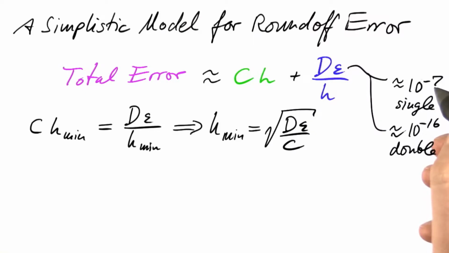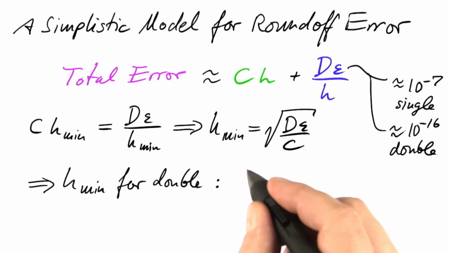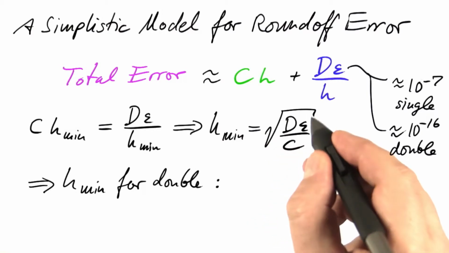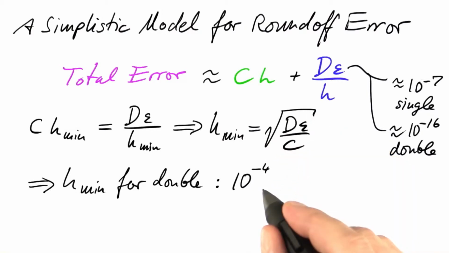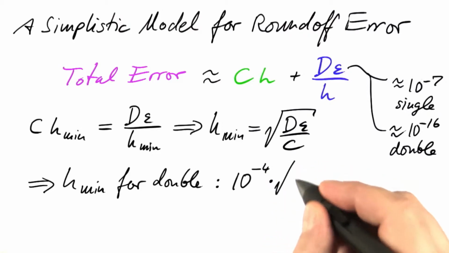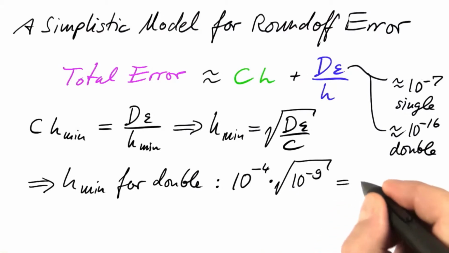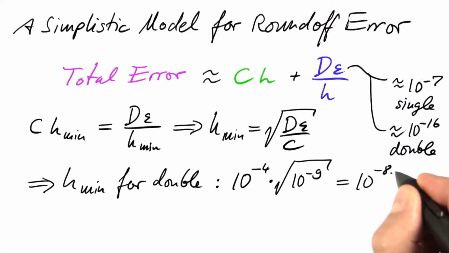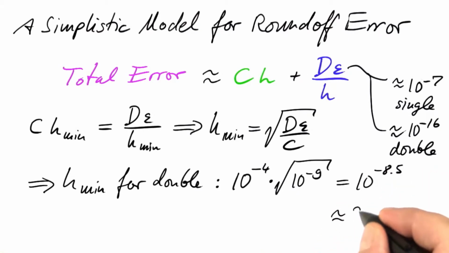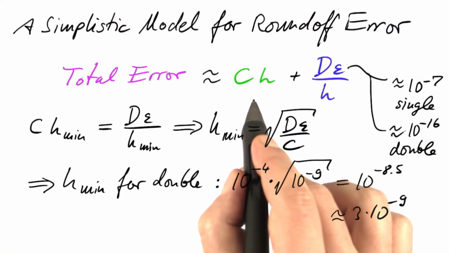Epsilon is multiplied by a factor of 10 to the minus 9, which means that the value of h min for double precision is multiplied by a factor of square root of 10 to the minus 9. Starting from the value of h min for single precision, we have to multiply by a square root of 10 to the minus 9. In total, this is 10 to the minus 8.5, and that's about 3 times 10 to the minus 9. An important remark: this model was made for the forward Euler method.